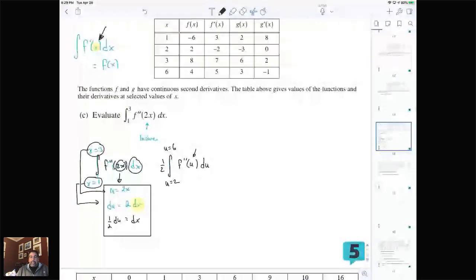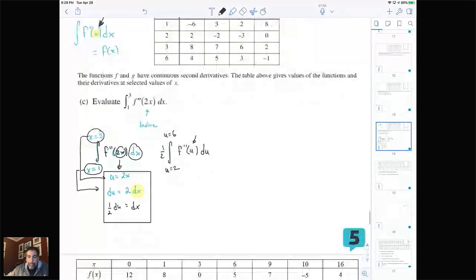The advantage of this is once I bring this into the u version, you can leave it there as u's. You don't have to bring it back as x's. Depending on how you were taught, you might have gone to u and then brought your answer back as x, okay? But you don't have to. So I prefer bringing the bounds in.